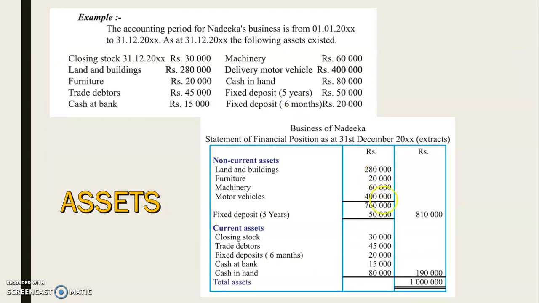So here you will see closing stock first, and then the liquidity increasing, and cash in hand has to come last. Just remember, you always put closing stock first, trade debtors, and then you can put all of the receivables in between. Cash at bank and cash in hand come last. For non-current assets, always make sure to put land and building first. You can also see the fixed deposit is given separately here.